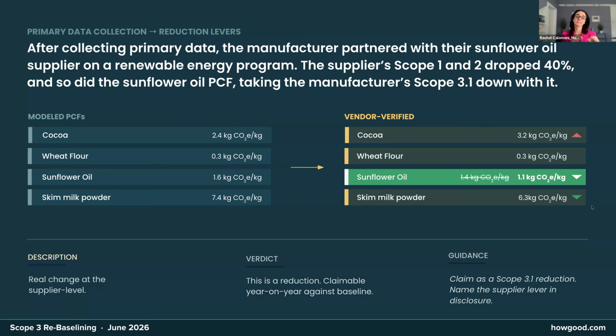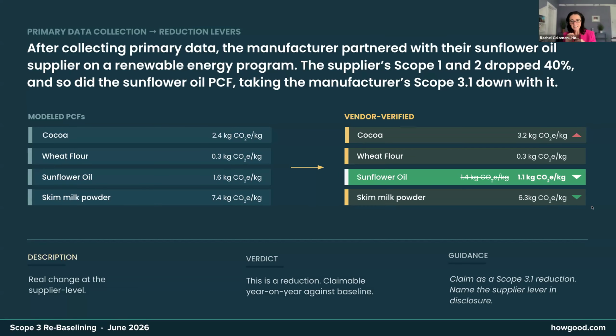This one, it's a real reduction. The mechanism is completely different from the last slide. Nothing methodologically has changed. It's the same vendor-verified PCF year over year. That's dropped because the supplier's behavior has changed. This is the conversation you want to be having with your board.